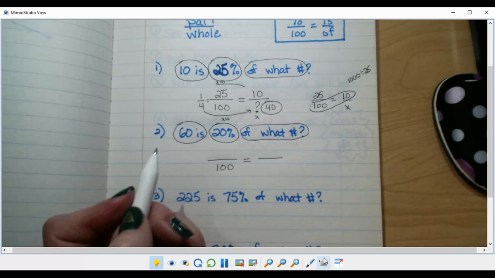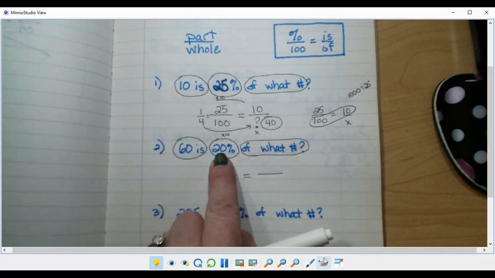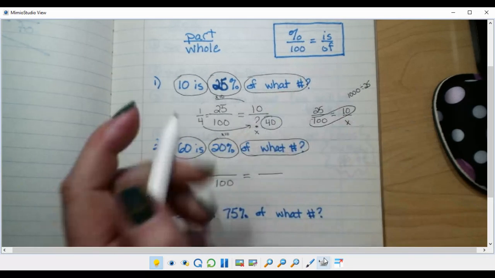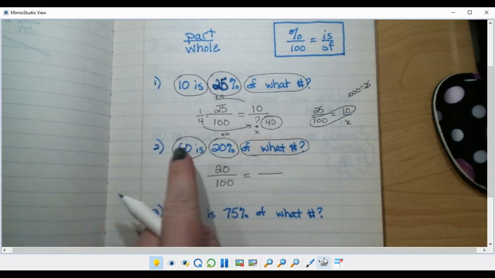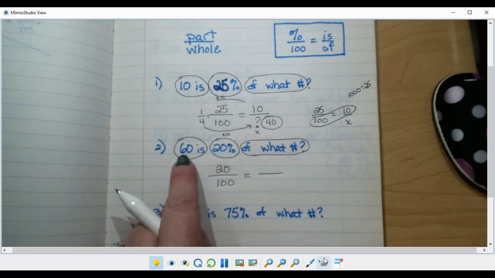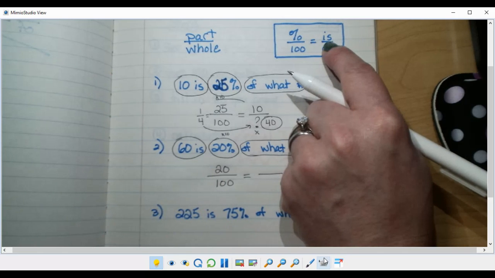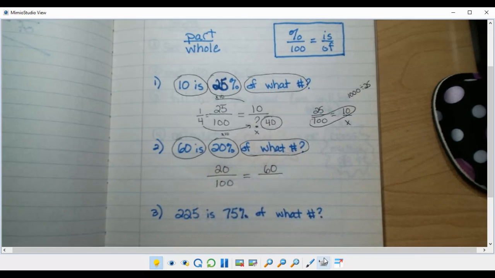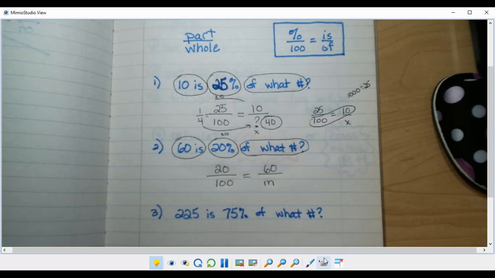All right, I like to place the percents first because it's easy to see. My percent is 20%, and in my formula, the percent goes with the 100. So I'll put 20 over 100. The only other number that I have is 60. 60 went with the word is, which was on top. So I'll put 60 on top. Now I don't have any more numbers, so I'll put a variable. Whatever letter you'd like. Question mark if you want. Doesn't matter. This is an easy one to do with equivalent fractions.